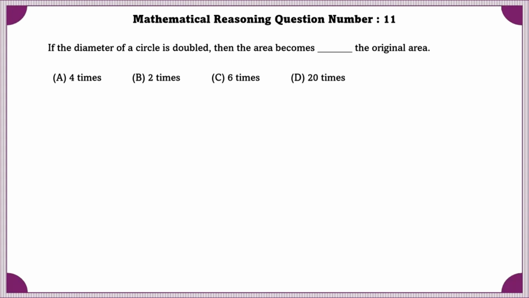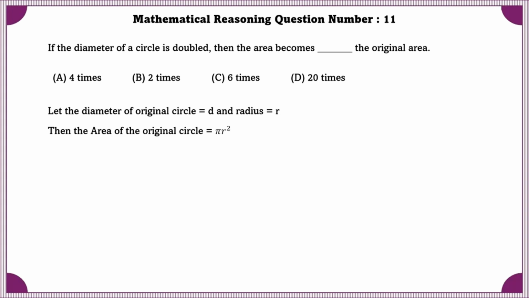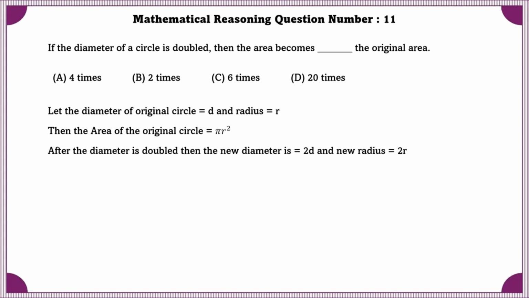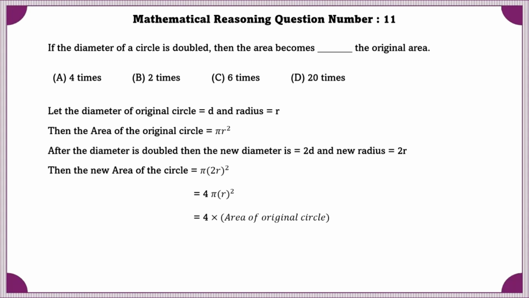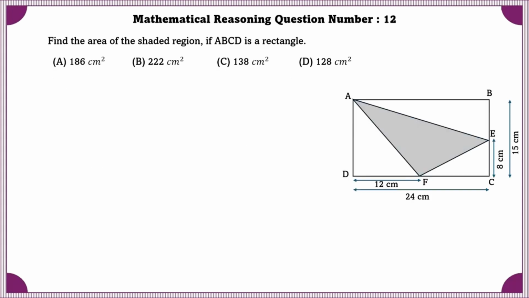Mathematical reasoning question number 11. If the diameter of a circle is doubled, then the area becomes dash times the original size. Let the diameter of the original circle be d and the radius r. Then the area of the original circle is equal to pi r square. After the diameter is doubled, the new diameter is 2d and the new radius is 2r. Then the new area of the circle is equal to pi (2r) square, which is equal to 4 pi r square. Then this is actually 4 times the area of the original circle.